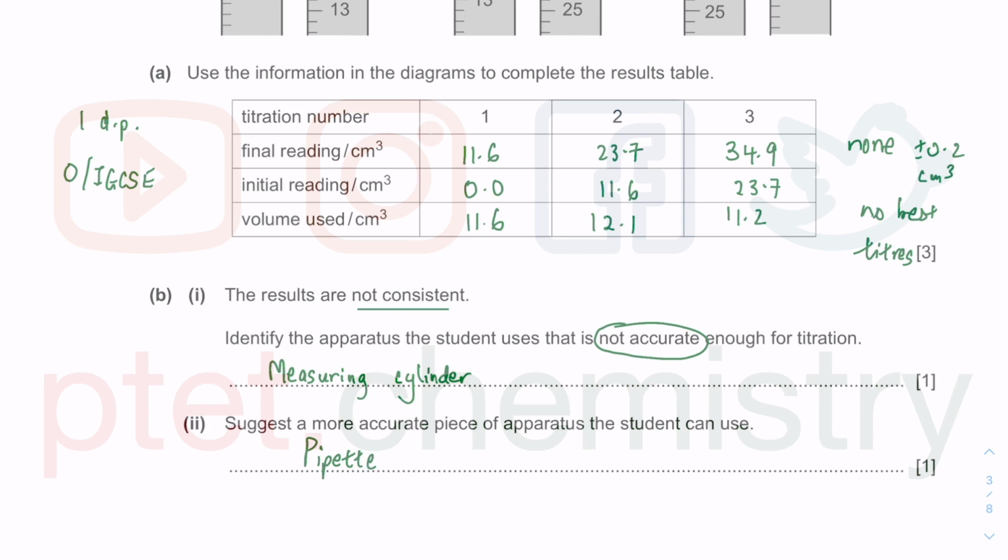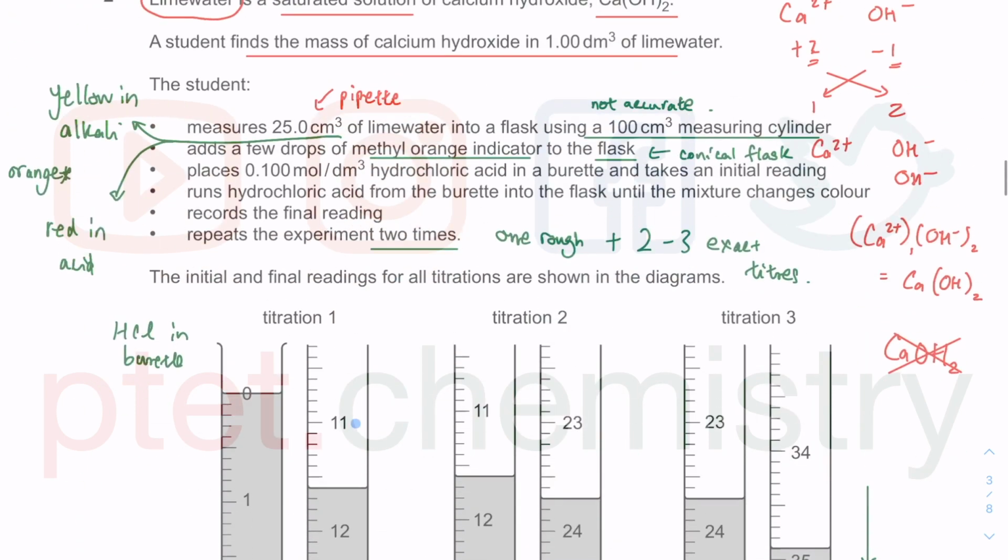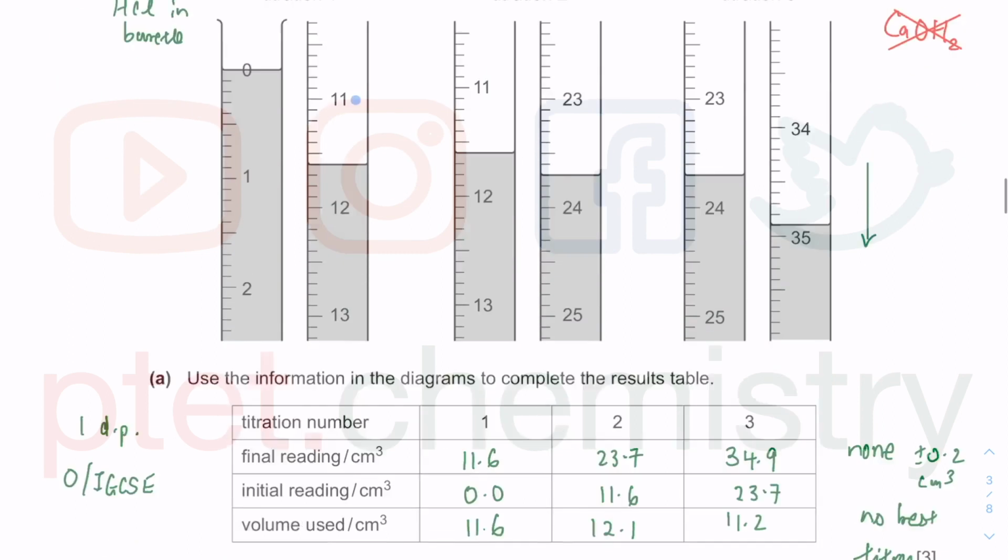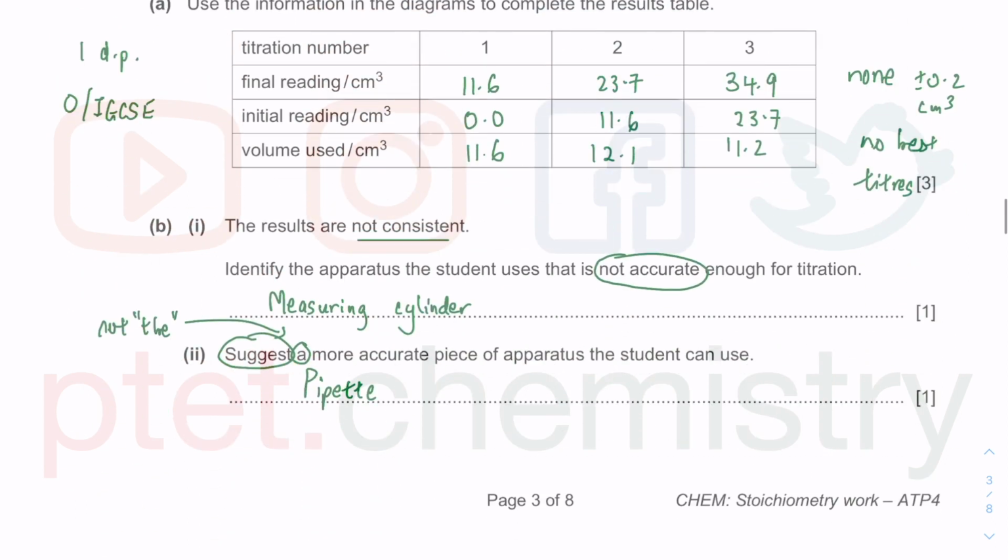Of course, they say suggest and they don't say the, because if you want, you could also use a burette to transfer. Of course, you would not have the same burette. This burette contains the HCl. You just use another clean burette to transfer the alkali, the lime water, into the conical flask, and that's not a big problem. They'll be quite accurate as well, which is why they say a rather than the. Okay.